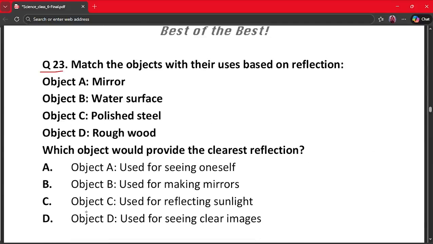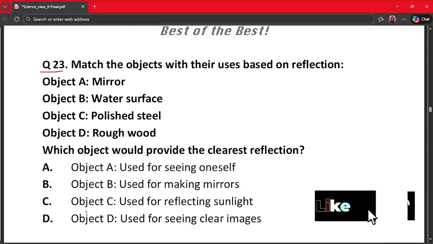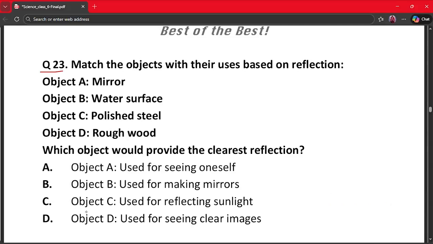Match the objects with their uses based on reflection. A. Object A, mirror. Object B, water surface. Object C, polished steel. Object D, rough wood. Which object would provide the clearest reflection? A. Object A, used for seeing oneself. Object B, used for making mirrors. Object C, used for reflecting sunlight. And object D, used for seeing clear images. The correct answer is option A.